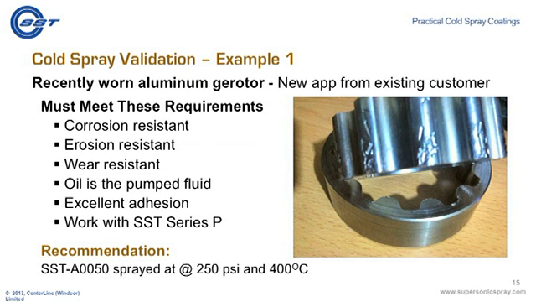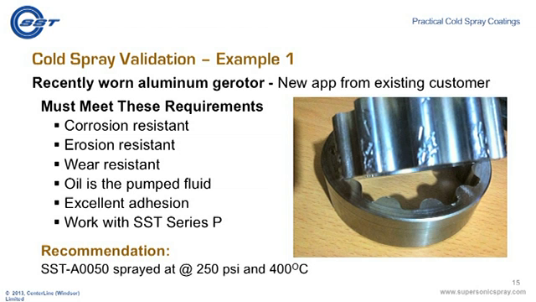Let's review a recent example where an existing customer came to us with a new application. It involved his desire to repair for resale some worn aluminum gerotor components. And looking at the image here, you can see the wear that was incurred on the impeller side of the gerotor. Customer said that the repair must meet these following requirements. The coating has to be corrosion resistant, erosion resistant, and wear resistant. And for those of you who know how gerotors operate, you can see why those three requirements would have to be met. Oil is going to be the fluid that's pumped through the mechanism.